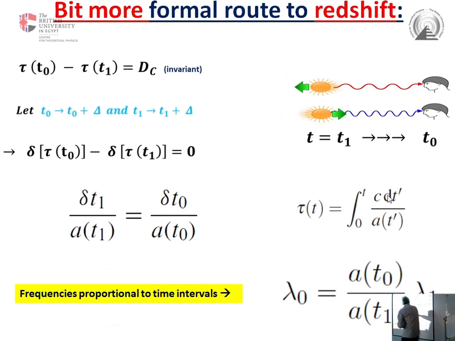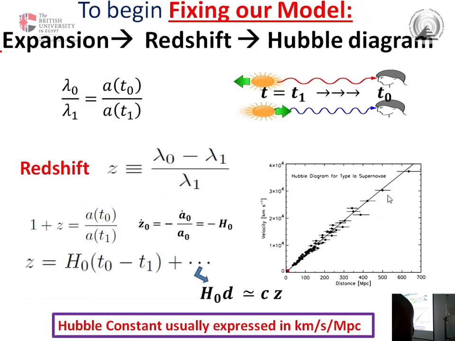So then you'll find again the time scales at T1 are related to the time scales at T2 by the ratio of the scale factors. And you'll find the same relation we found intuitively. All right.